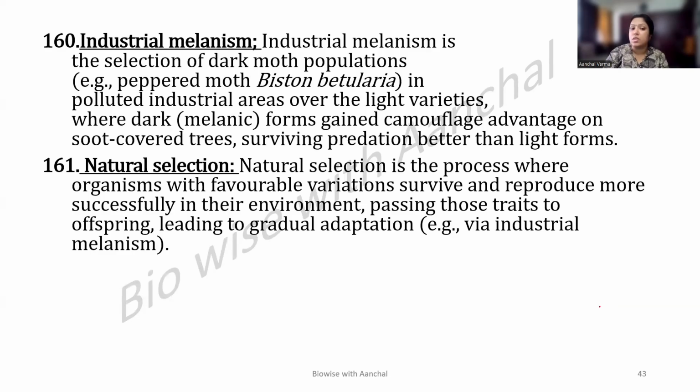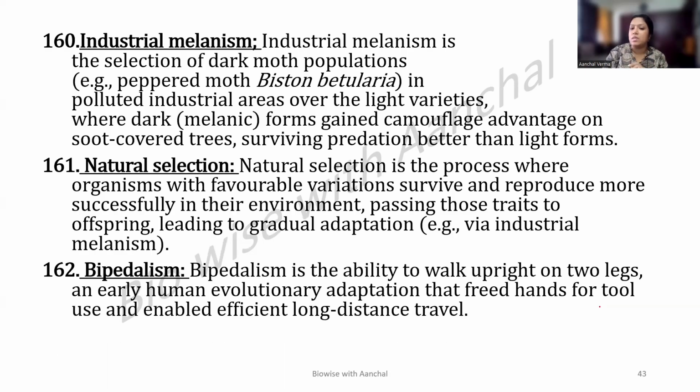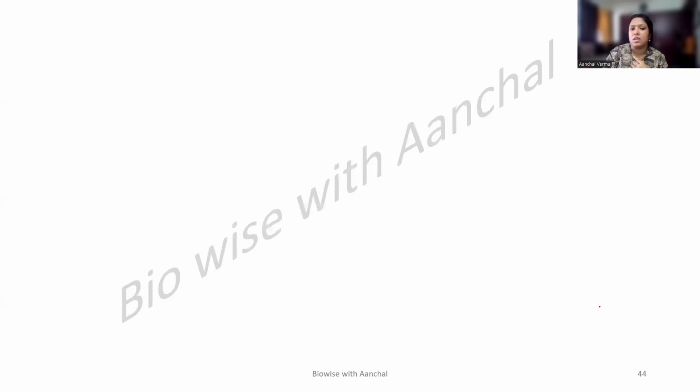Natural selection is a process where the organism with favorable variations survive and reproduce more successfully in their environment, passing those traits to the offspring, leading to gradual adaptation. Slowly and steadily, the better ones start making up the population. So it is always nature which selects the fittest. It is survival of the fittest, given by Charles Darwin. Bipedalism is the ability to walk upright on two legs, an early human evolutionary adaptation that freed hands for tool use and enabled efficient long distance travel.